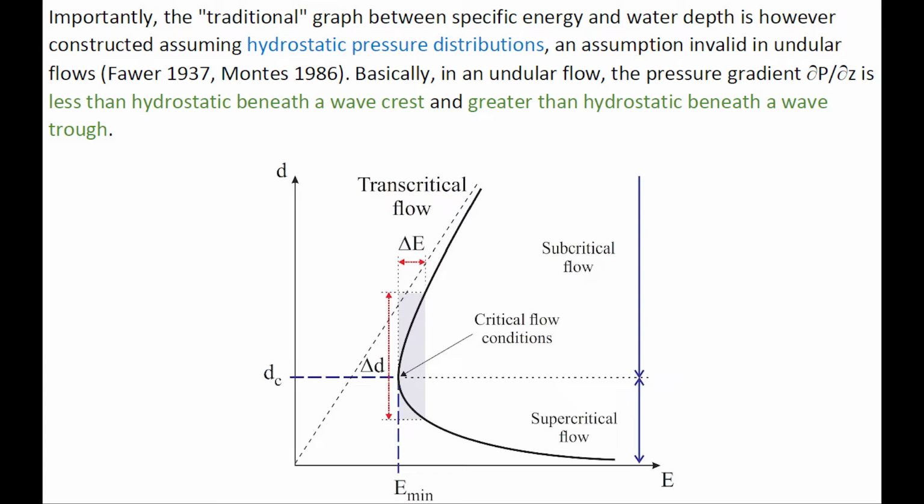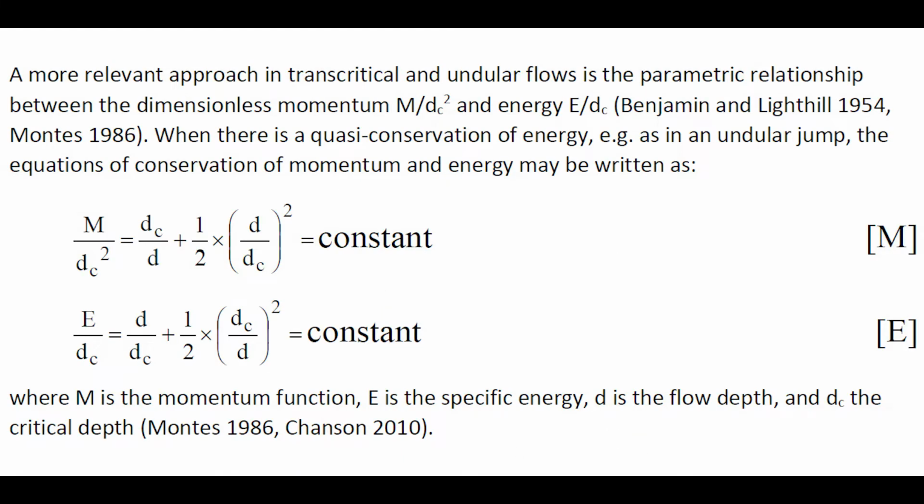In an undular flow, the pressure gradient is less than hydrostatic beneath a wave crest and greater than hydrostatic beneath a wave trough. A more relevant approach in transcritical and undular flow is the use of the parametric relationship between the dimensionless momentum and dimensionless energy.